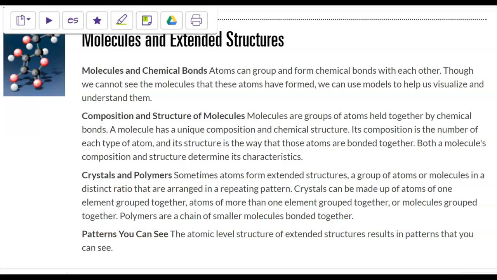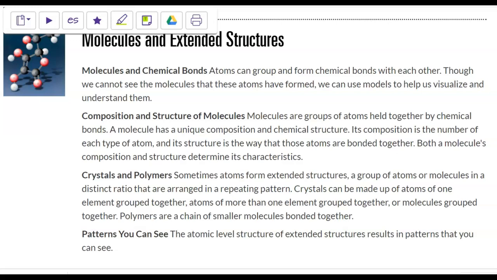Crystals and polymers. Sometimes atoms form extended structures, a group of atoms or molecules in a distinct ratio that are arranged in a repeating pattern. Crystals can be made up of atoms of one element grouped together, atoms of more than one element grouped together, or simply molecules grouped together. Polymers are a chain of smaller molecules bonded together.